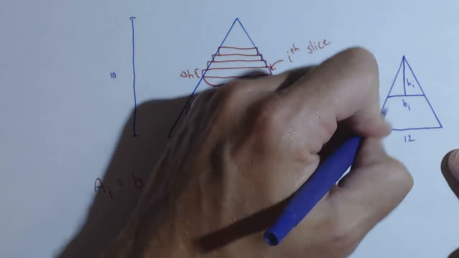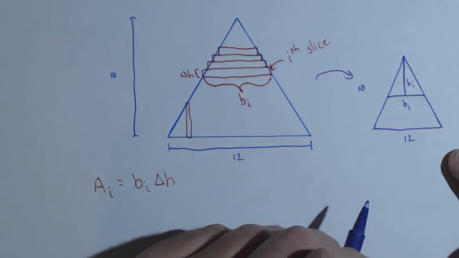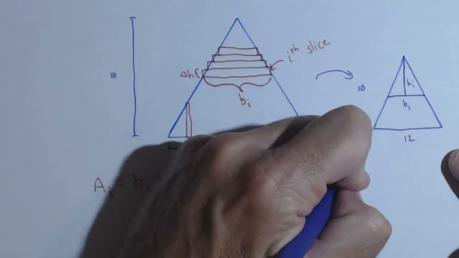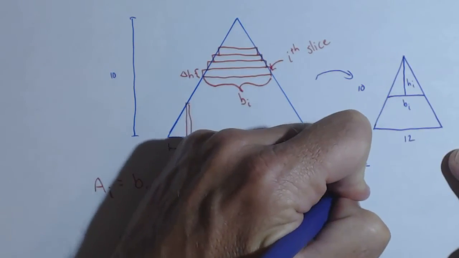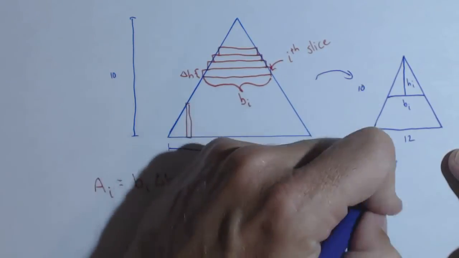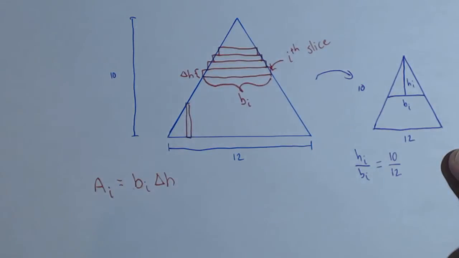Well, what I have between my big triangle and my little triangle are similar triangles. That means the ratio of their sides must be equal. So one option there is I could say H sub I is to B sub I as the height of the big triangle is to the base of the big triangle, 10 is to 12.